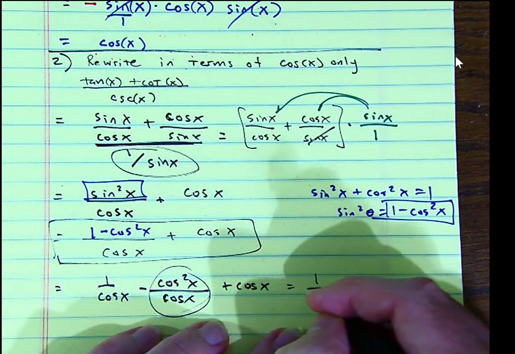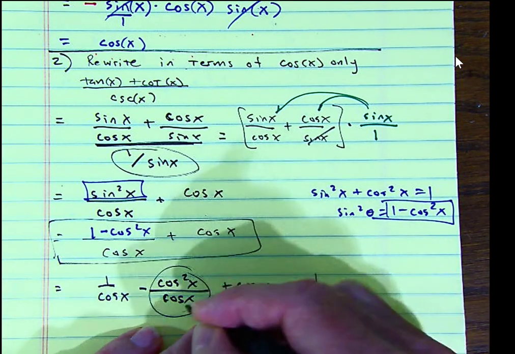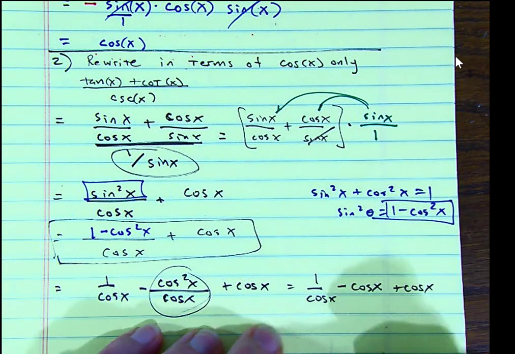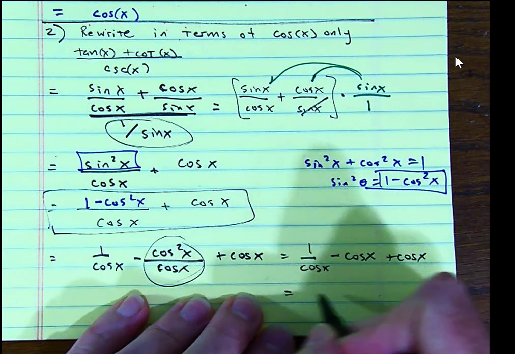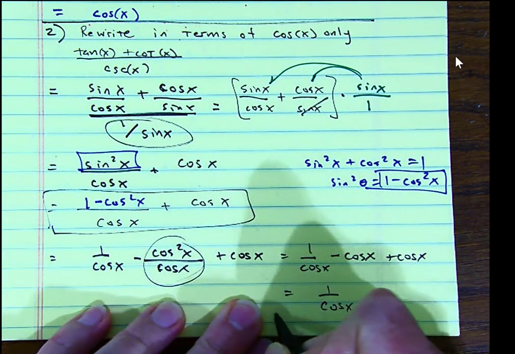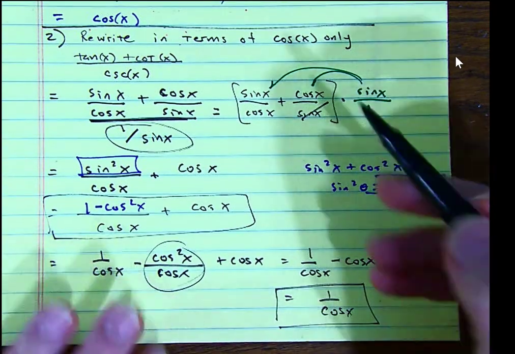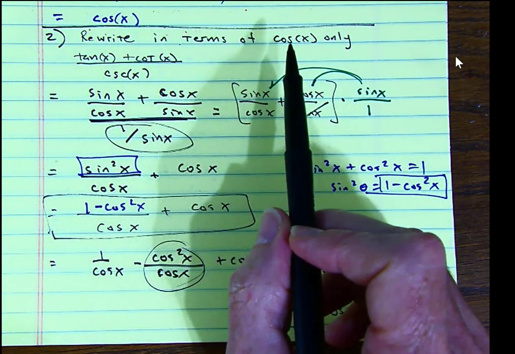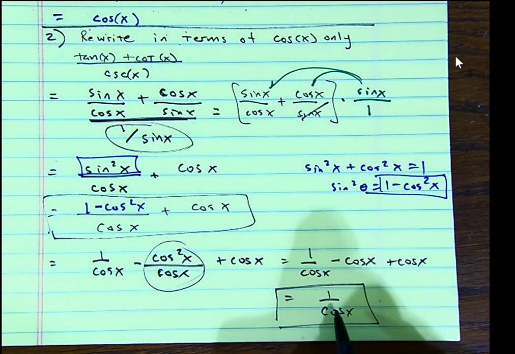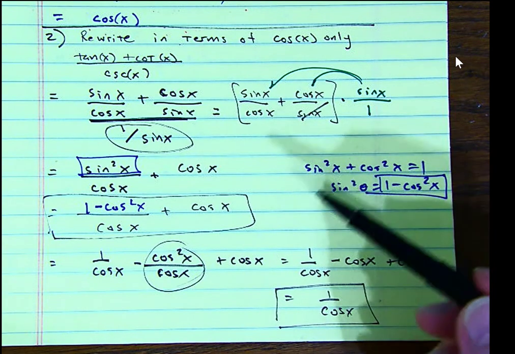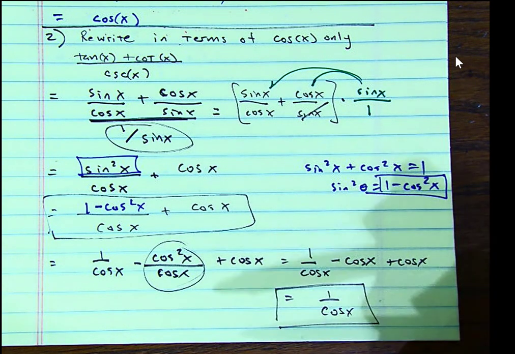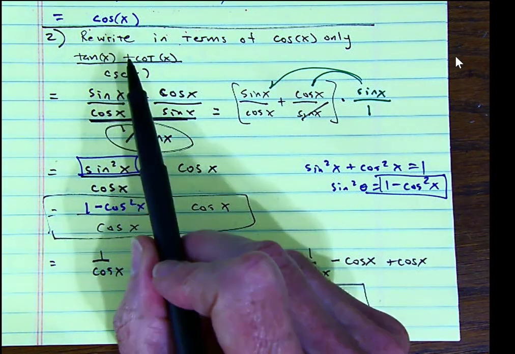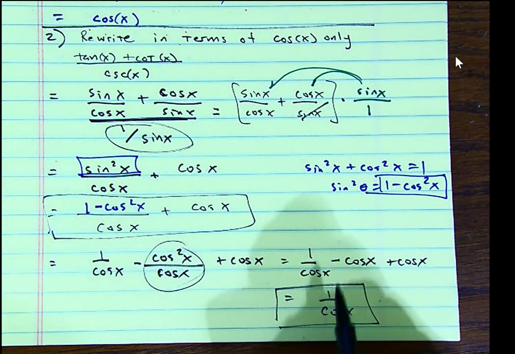So I'll have 1 over cosine x. The cosines cancel. Plus a cosine. And so ultimately, this is going to simplify down to 1 over cosine x. So that extremely complicated statement that we started out with in the beginning, it did transform into cosine only. In fact, it transformed into a 1 over cosine. So these are examples of powerful skills that you can accomplish with a little bit of algebra and knowing identities. You can take some hard things and simplify them into much easier things.